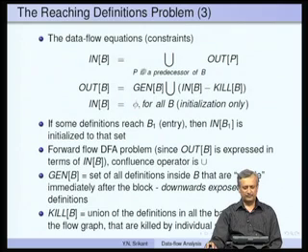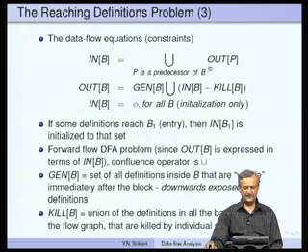Now, we come to the heart of the problem formulation. All the data flow constraints are normally written as equations. So, here we have two equations, one for in B, other one for out B, and some initialization.